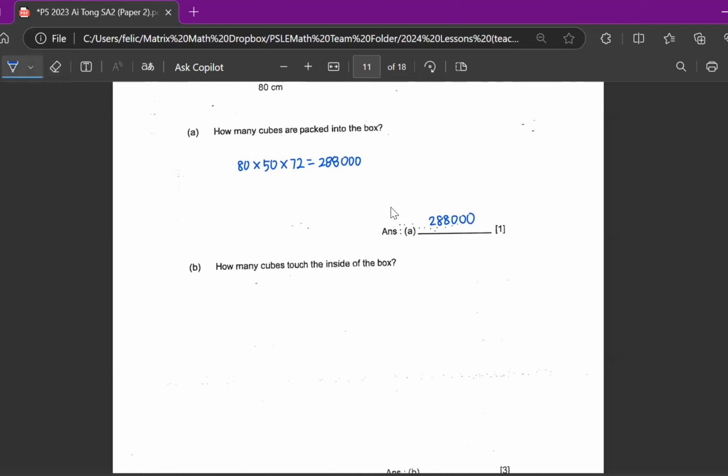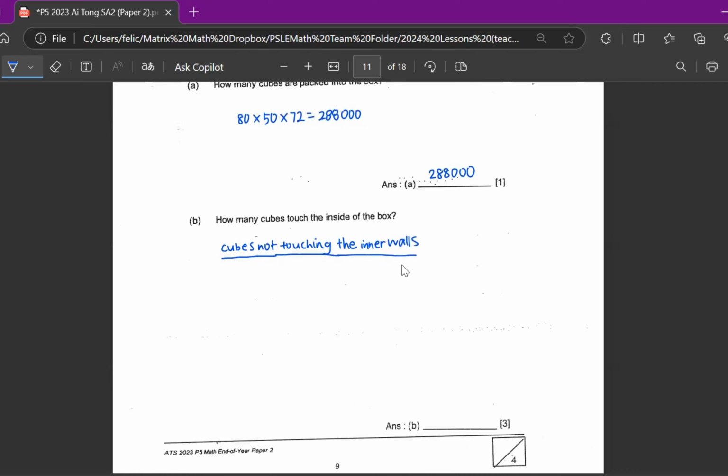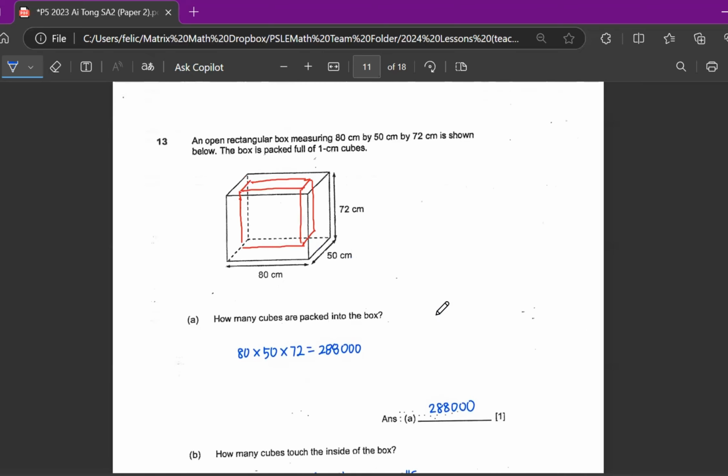Maybe let's put a little title here: cubes not touching the inner walls. Whatever I do is for the cubes not touching the inner walls. Along the length, like I said earlier, it is 80 minus 1 cube on the left, minus 1 cube on the right. So 78 cubes not touching the inner walls along the length.